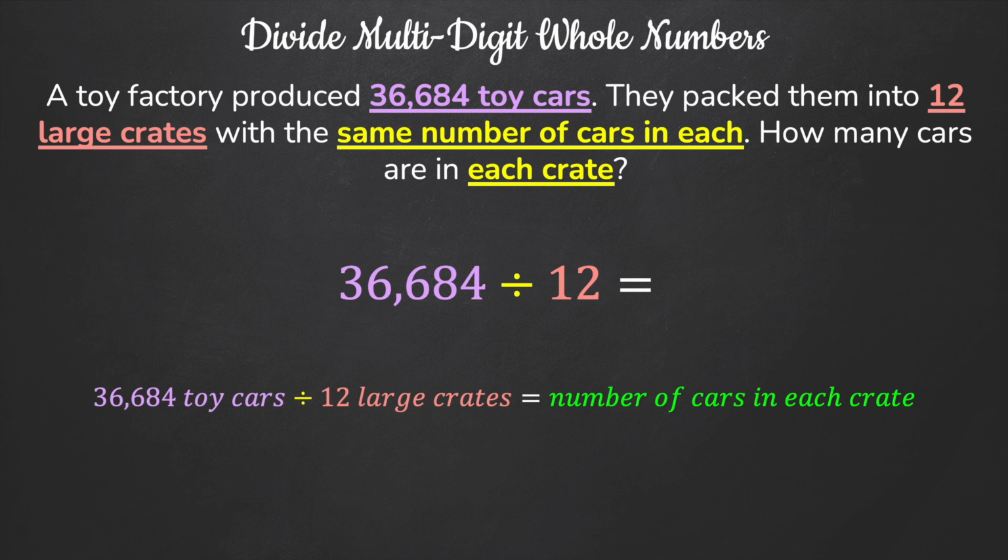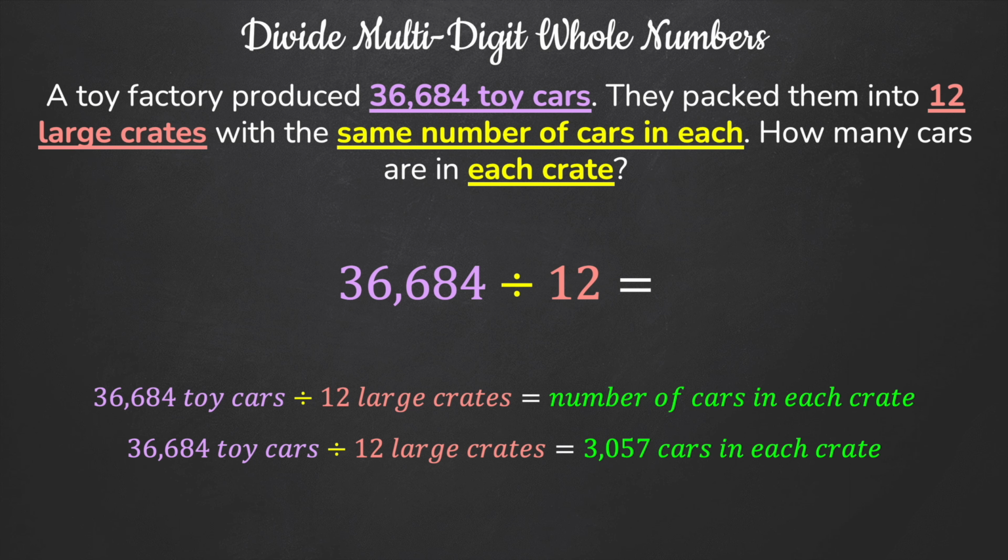So essentially we took the 36,684 toy cars, divided that by the 12 large crates, and our answer was 3,057, which represents the number of cars in each crate.